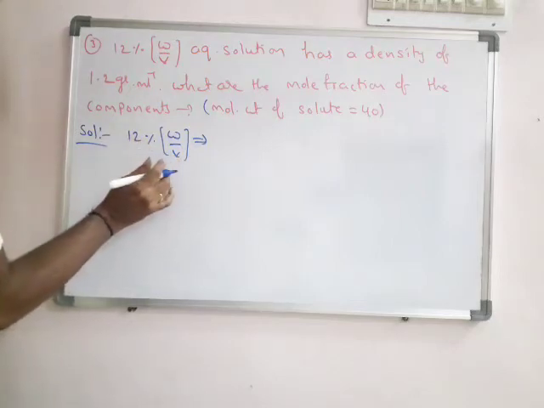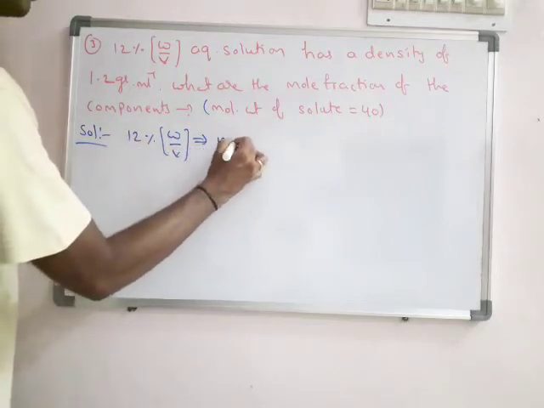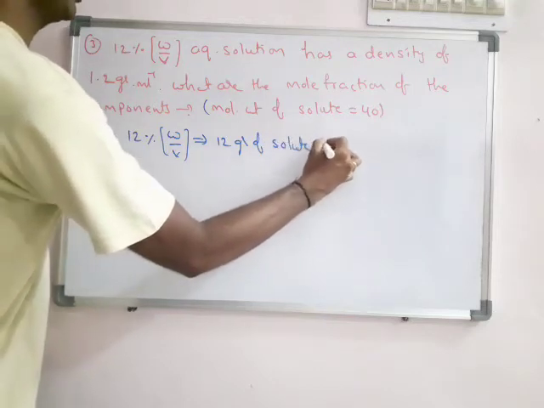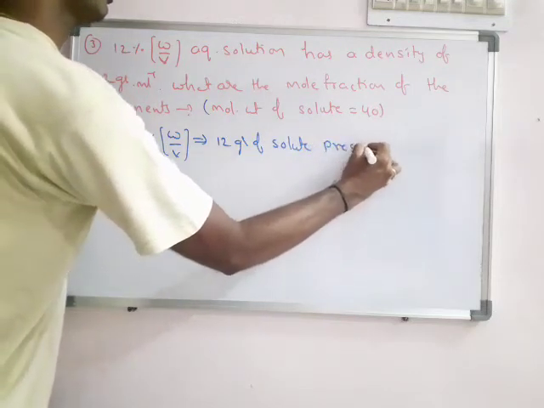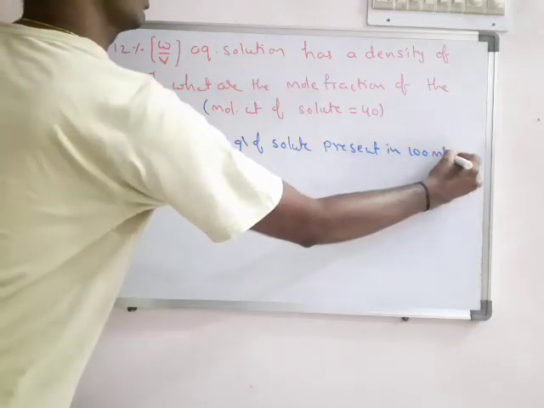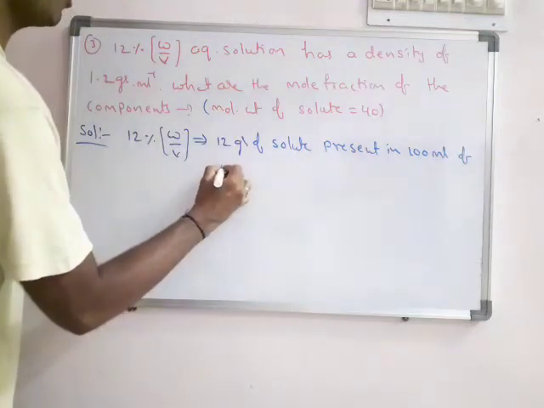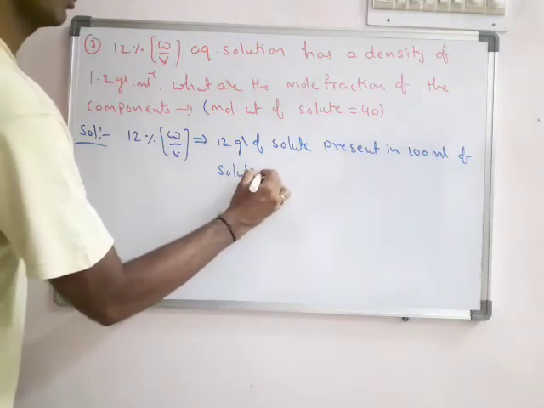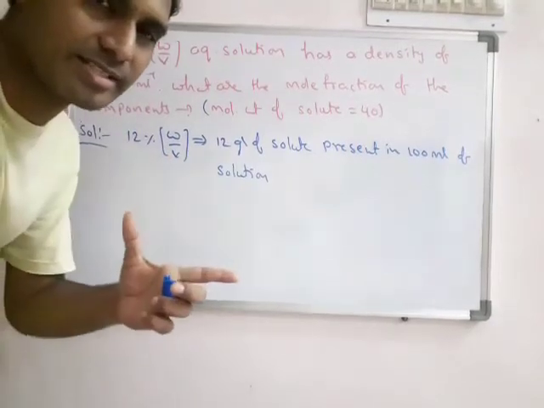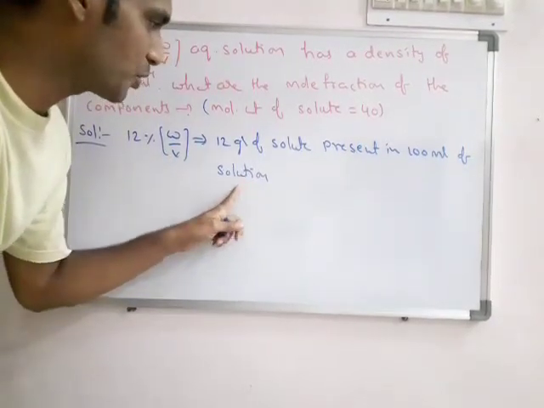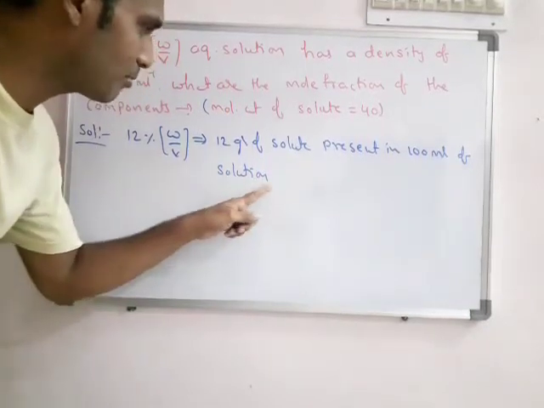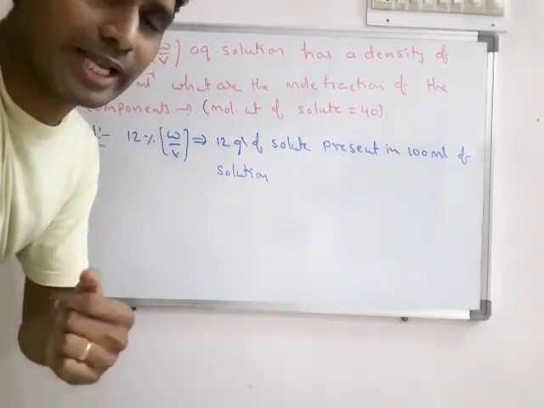What is the meaning of this? It means 12 grams of solute present in 100 milliliter of solution. Okay, so this is by mass, weight by weight, so 100 gram of solution, 12 grams of solute. So to find the solvent, 100 minus 12, we will get 88.